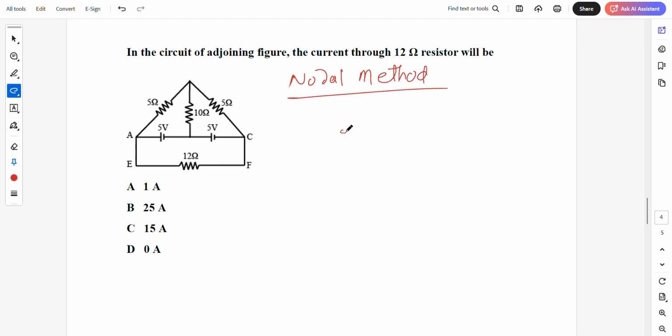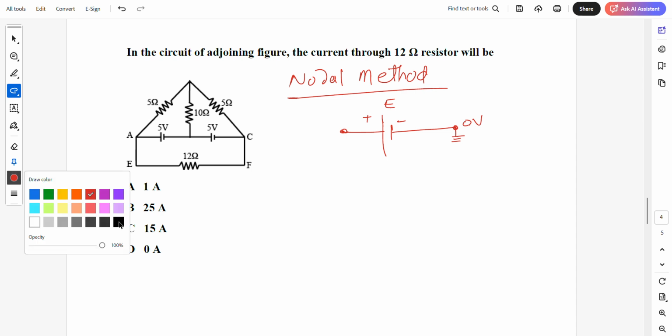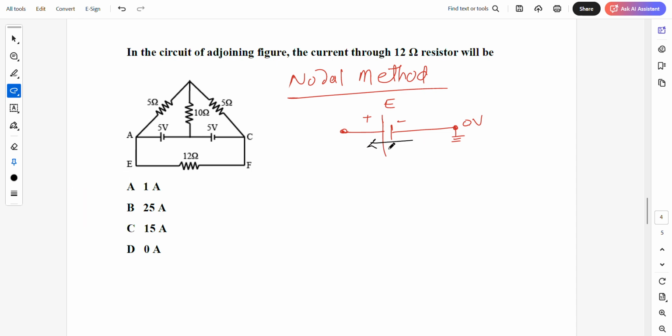What does it mean? For example, if you have a source like this, let us say this is plus and this is minus. I will call this a node, 0 volts. If I move from here like this, it is favoring the current polarity. With the same polarity, I have to add: 0 plus E volts equals E volts. This is the reference I have taken.